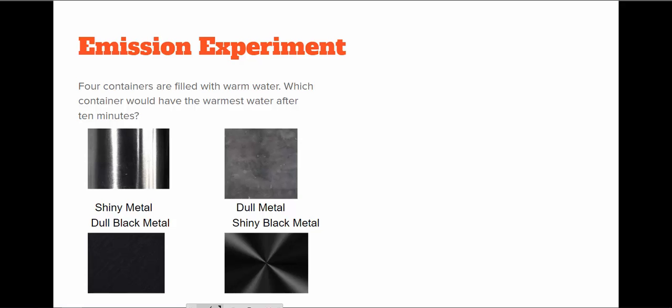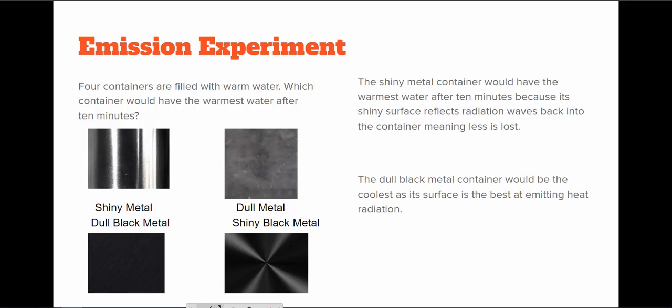So it really depends on if you're thinking about heating or cooling here. So the shiny metal container would have the warmest water after 10 minutes because its shiny surface reflects the radiation waves back into the container, meaning less heat is lost. So this is shining on the inside. The dull black metal would be the coolest as its surface is best at emitting heat radiation. So here we're thinking, I think I misstated it. We're thinking about just the water cooling off.